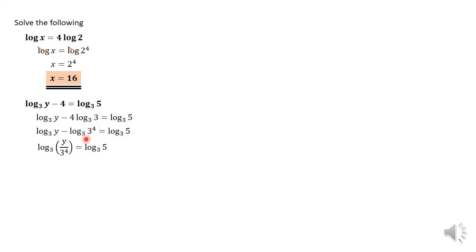And combining them using, I think, the second law that we wrote for indices, we're going to have log to base 3 of y divided by 3 raised to power 4 is equal to log of 3 raised to power 5. You can cancel the log to base 3 on both sides, and so we're left with y divided by 3 raised to power 4 is 5, and therefore y is 5 times 3 raised to power 4. The answer is 405, and that is the answer there.